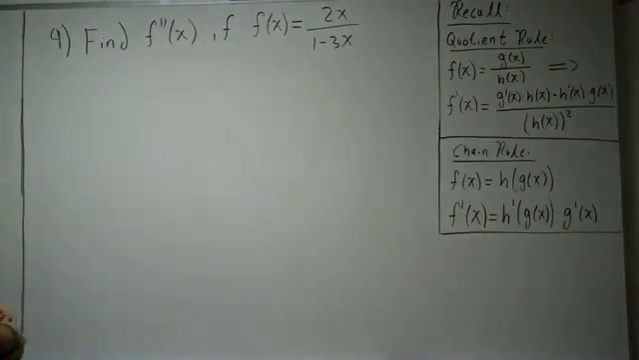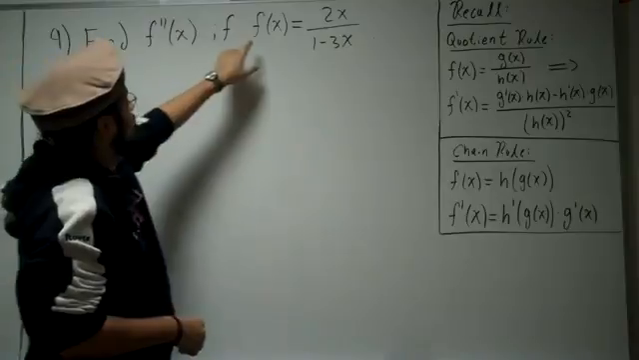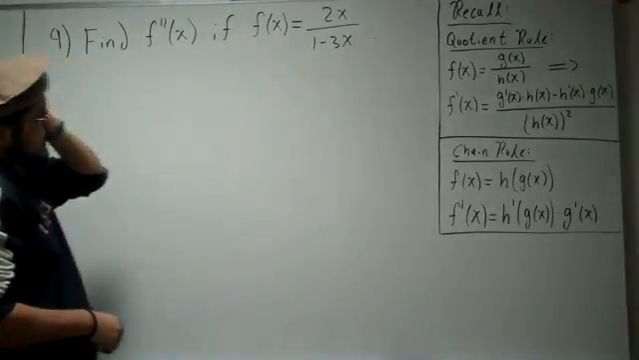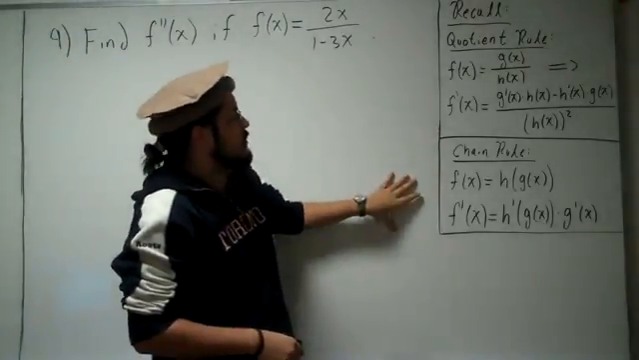Now we're going to do problem 9. Problem 9 asks to find the second derivative of f of x equals 2x divided by 1 minus 3x. Okay, in order to solve this, we're going to have to use the quotient rule and the chain rule.